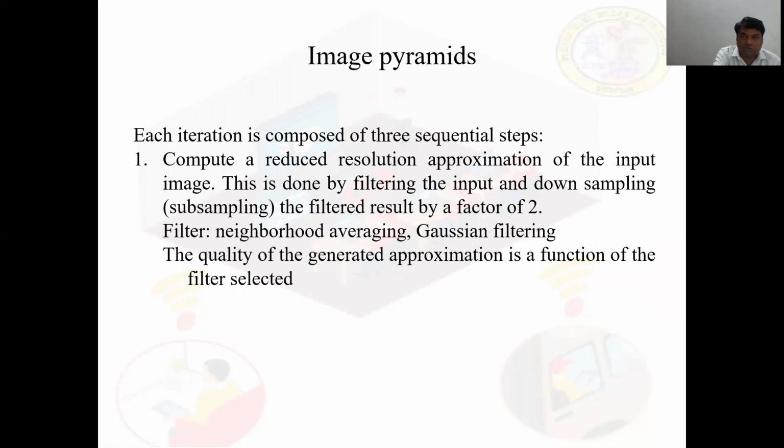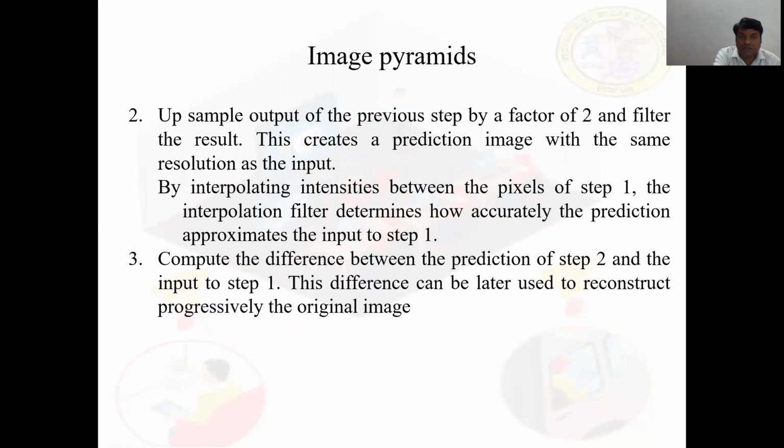Step 1: compute a reduced resolution approximation of the input image. This is done by filtering the input and downsampling, that is, subsampling the filter result by a factor of 2. Filters can be neighborhood averaging or Gaussian filtering. The quality of the generated approximation is a function of the filter selected.